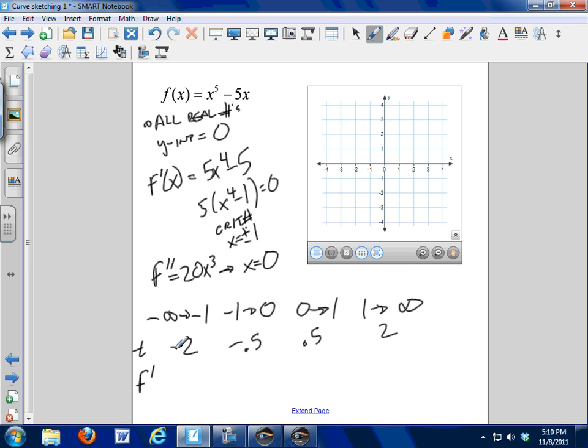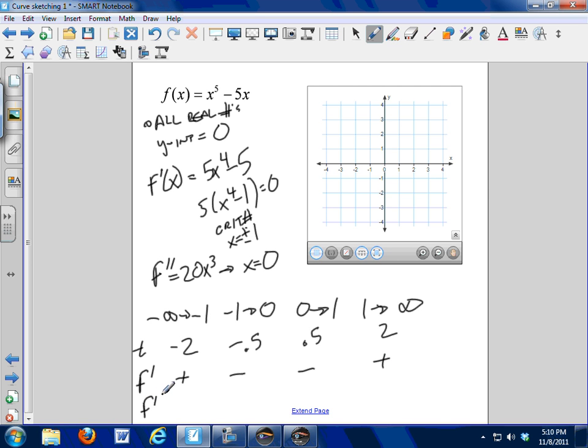F prime at my test number. So I'm really looking at, well, is x to the fourth bigger than 1? Because that's the only thing that we're worried about. So negative 2 raised to the fourth power is certainly going to be bigger than 1, so we're positive. 0.5 to the fourth power is going to get smaller. Subtract 1, we're negative. Same thing there. And then on the other end, positive.